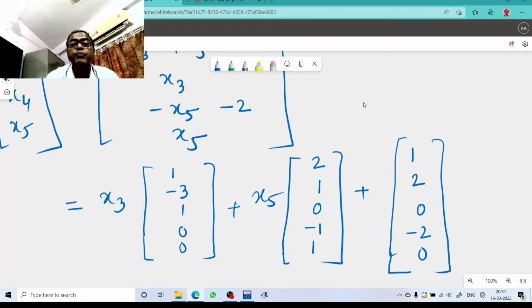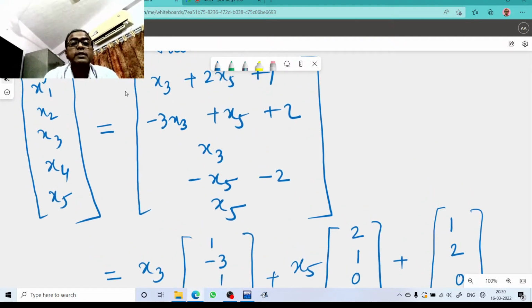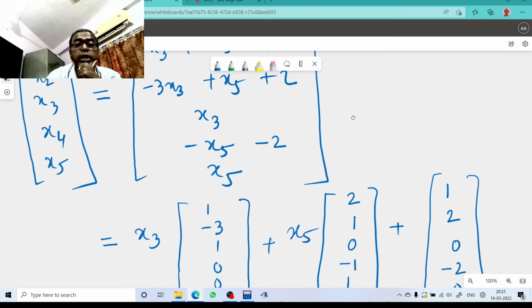Clear? Here x3, the first element, has coefficient 1. Second element, the coefficient of x3 is minus 3, so write minus 3. Third element, x3 coefficient is 1. Fourth element, there is no x3, so 0. And the last element, there is no x3, so x3 is 0.